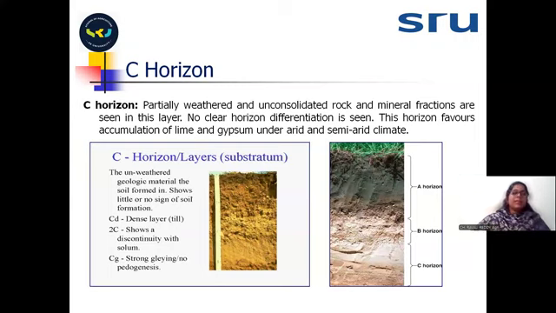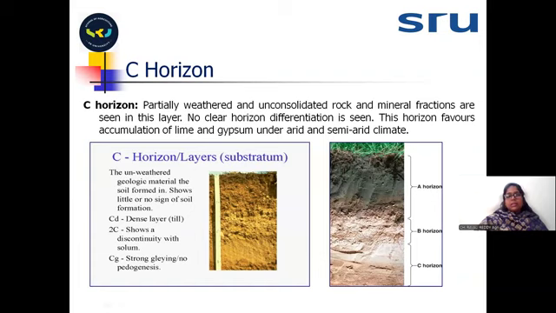C horizon is the other name of parent material. There bedrock is present. When bedrock undergoes weathering process, unconsolidated and partially weathered product will lie on this bedrock. This unconsolidated and partially weathered product is known as C horizon. It is also known as parent material.